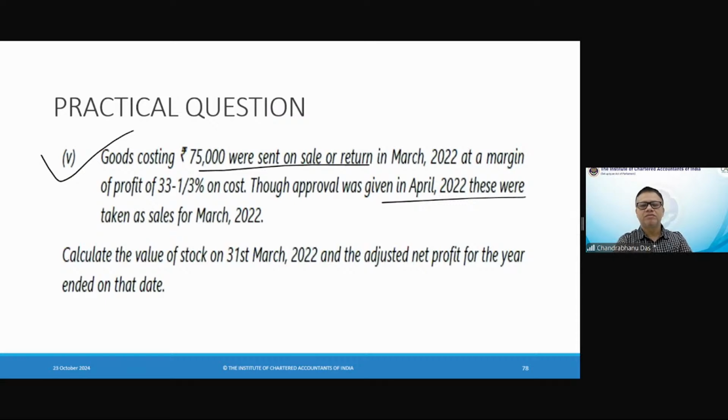So whenever this approval was given in April 2022, what it's saying is, when they sent the goods to the customer in March, the customer replied in April that yes, I will take it as sales. But what happens?